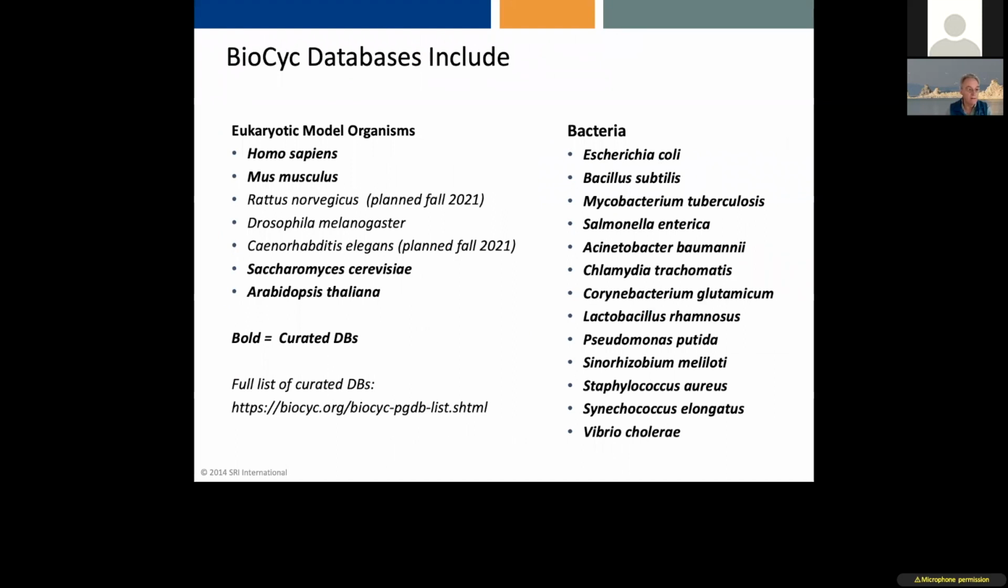Now, a bit more information about these databases. We do have a number of eukaryotic databases for humans and for the major model organisms, of which some are curated. And we do have new databases for rat and worm planned to be released in the next month or so. But most of our databases are bacterial. And all of the databases listed on the right here are curated databases. And again, for the full list of databases, you can go to this link.